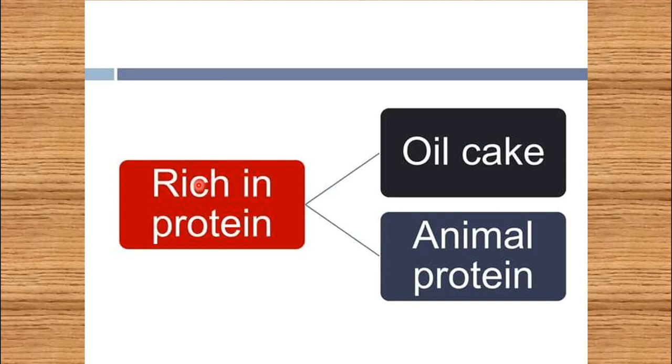Then something very rich in protein is supplied from the oil cakes. Different types of oil cakes are there, maybe cottonseed cake, soya cake, then other cakes. Then also the feed may be made rich in protein by adding animal proteins. Of course, nowadays this has been reduced drastically. Even then, in beef cattle, this is already being added in higher quantity.